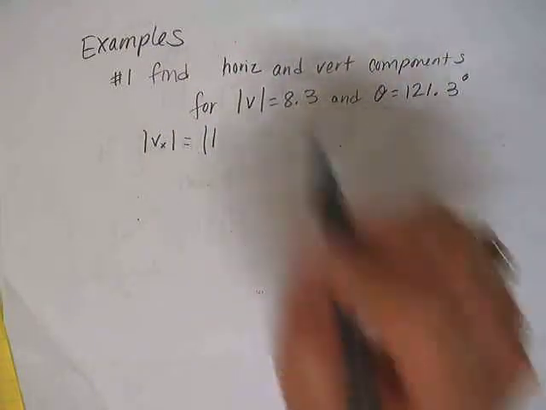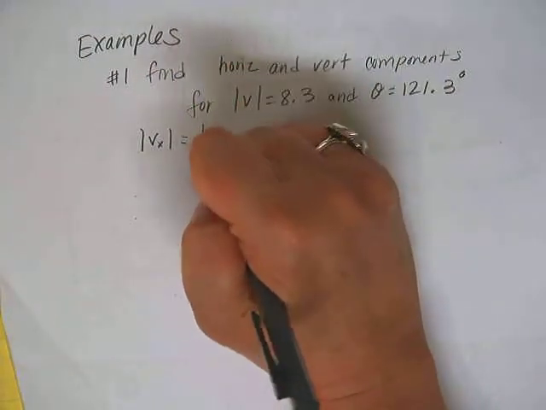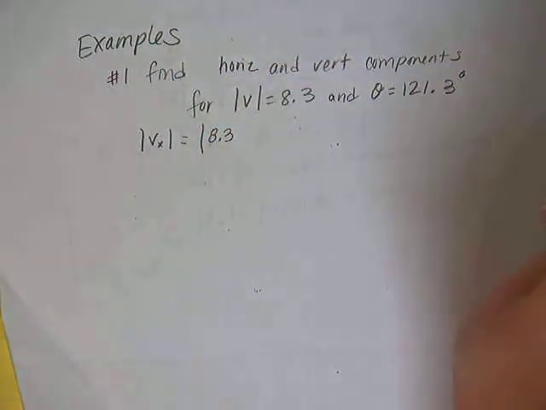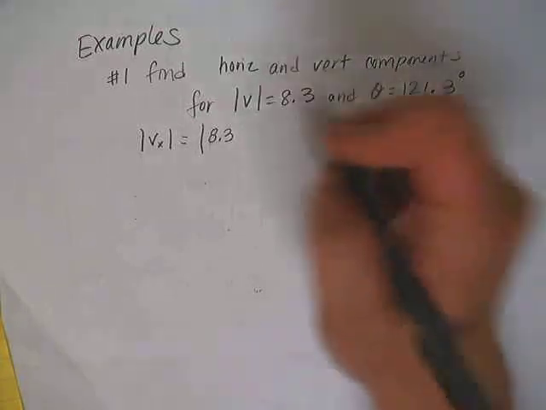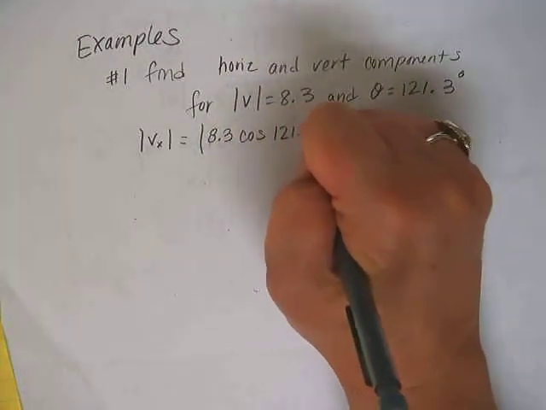We take our magnitude, which is what? 8.3, and we multiply what? Sine or cosine? Cosine always goes with x. Cosine of 121.3.